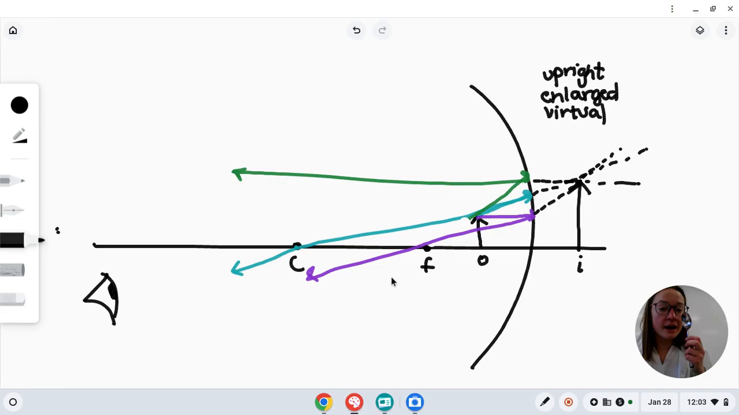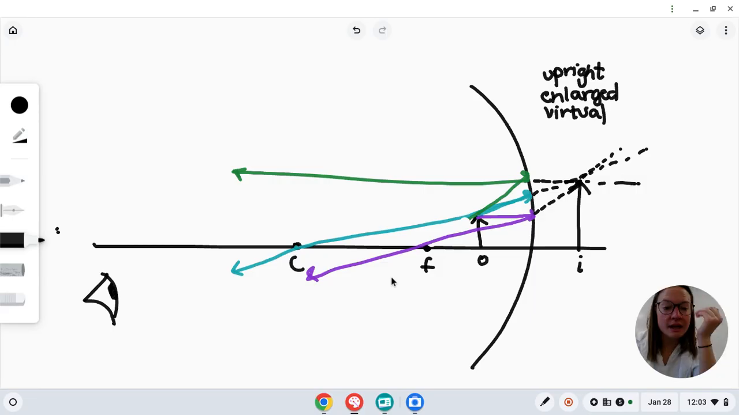You've seen converging mirrors in your real life before if you've ever seen one of those nice makeup mirrors. Those nice makeup mirrors are a little bit converging, and the reason why is because they want you to be able to see your face up close. If you get really close to a makeup mirror, you'll see your face way bigger than it is in real life. It's an upright, enlarged, and virtual image.